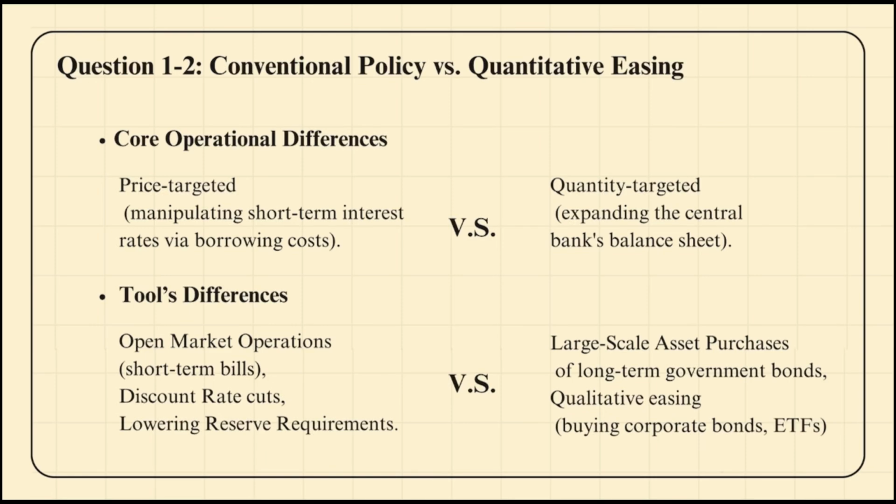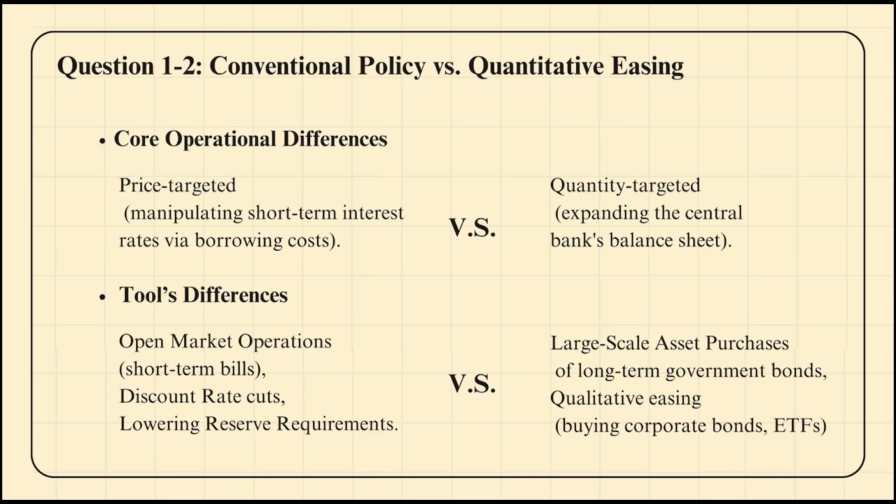So let's move on to question 2. How does QE fundamentally differ from conventional monetary policy? Under normal conditions, conventional policy is price targeting, and the central bank uses tools like adjusting the discount rate, lowering the reserve requirement, or conducting short-term open market operations to guide the short-term market rates. However, when short-term interest rates hit the zero lower bound, the conventional levers break, and this is where QE comes in, the quantity target policy.